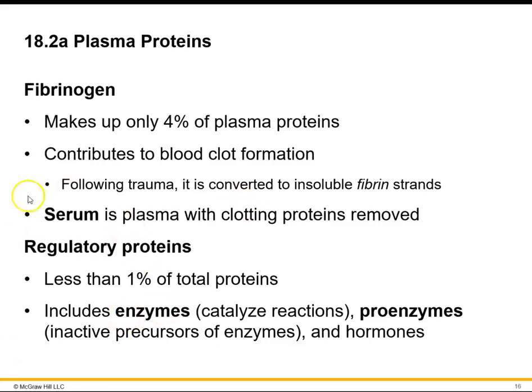And then you have the regulatory proteins that are circulating in plasma, and this is going to make up less than 1% of total plasma proteins. It's going to include things like enzymes and proenzymes. Now remember, enzymes catalyze biological reactions. That is, they make the reactions go faster than they normally would. And proenzymes are enzymes that need to be activated before they become an enzyme, okay?